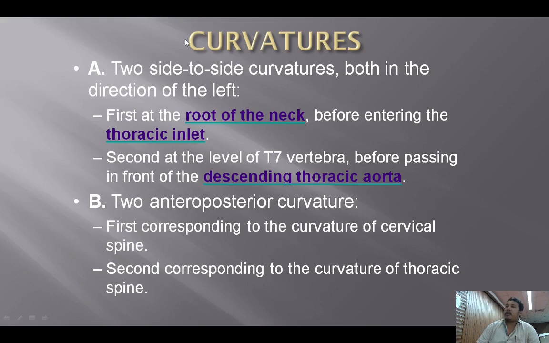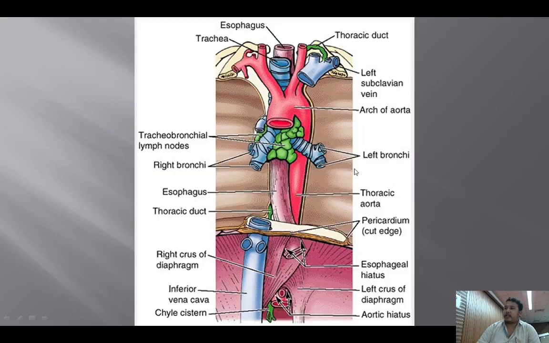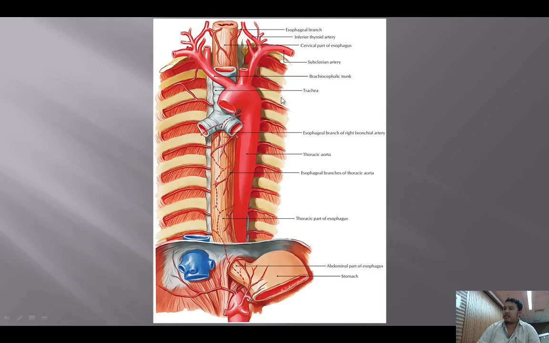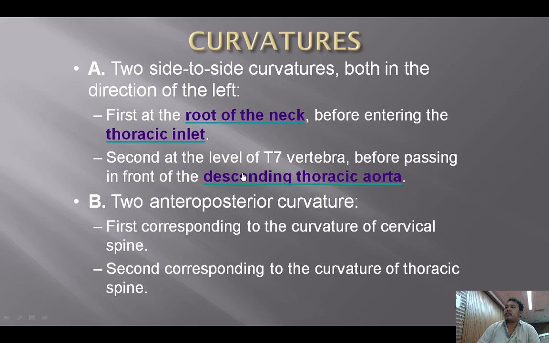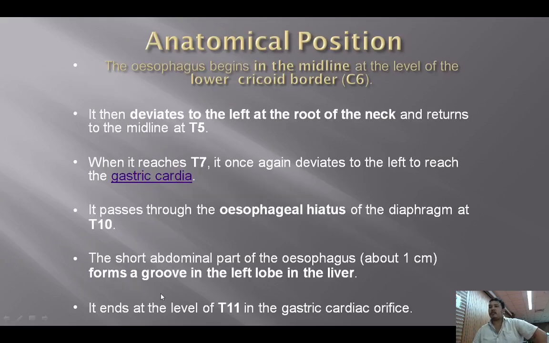There are two curvatures of the esophagus. The first is at the root of the neck before entering the thoracic inlet, and the second is the curvature before passing in front of the descending thoracic aorta. So it is curved at 2 points. You see this part is curved, and at another point it is curved superiorly. So there is one curvature here and one curvature above. Also, as the spine curves, the esophagus curves along with the spine. The first curvature is the curvature of the cervical spine, and the second is the curvature of the thoracic spine.